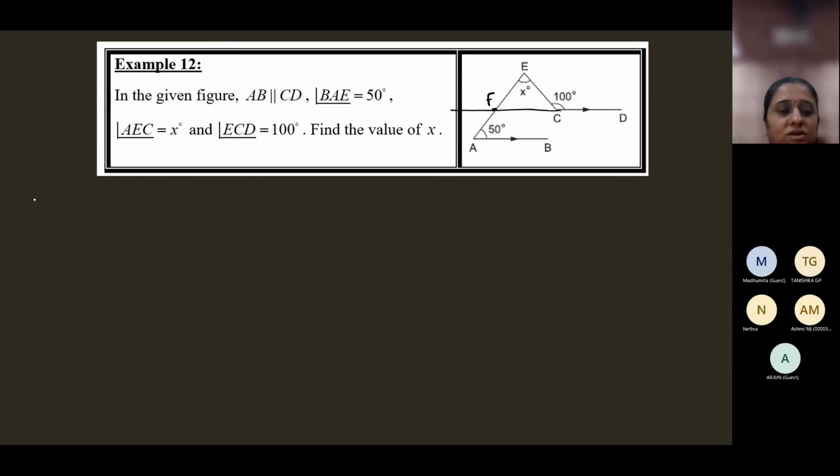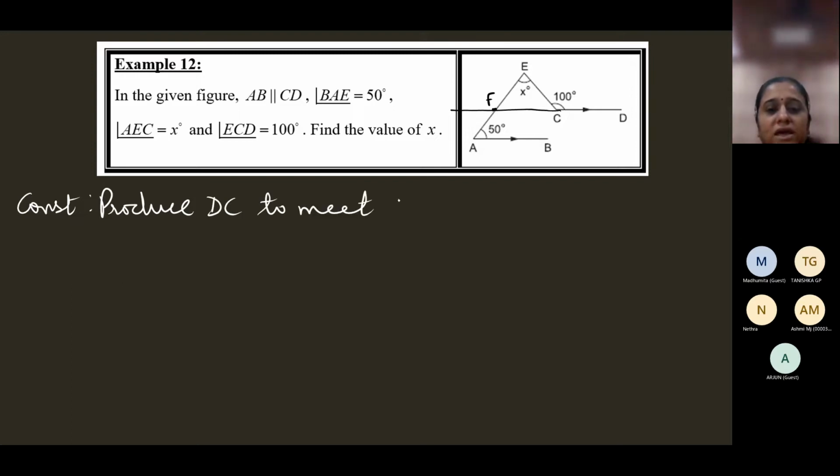Okay, so construction: produce DC to meet AE at F. This is how you express that. Produce DC to meet AE at F.